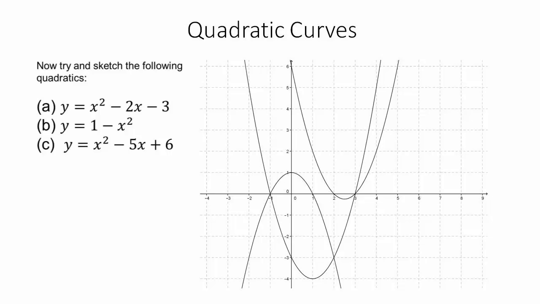Finally, for the last one, y equals x squared minus 5x plus 6. Well, that factorises to brackets x minus 2, close brackets x minus 3 in the next brackets. That gives me intercepts of 2 and 3 on the x-axis, and if x is 0, y equals 6.